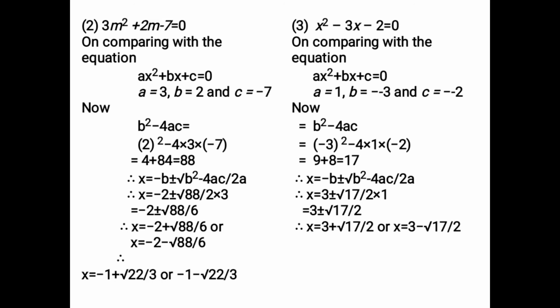Then next step, therefore x is equal to minus 2 plus or minus under root 88 divided by 2 into 3, which is equal to minus 2 plus or minus under root of 4 multiplied by 22 divided by 6. Minus 2 plus or minus 2 under root 22 divided by 6. The square root of 4 is 2. Then 2 is common: 2 into bracket minus 1 plus or minus under root 22 divided by 6. Then 2 divided by 6: 2 threes are 6.